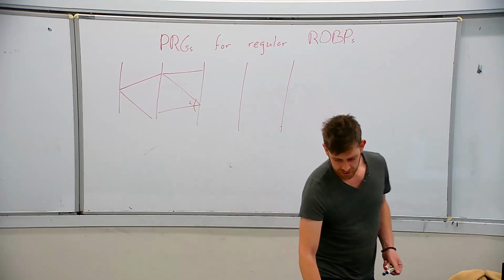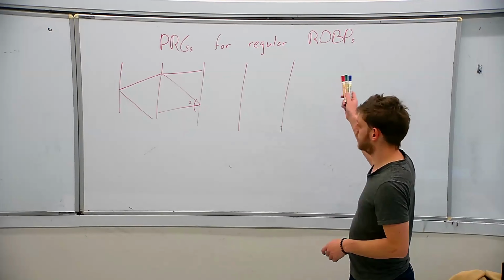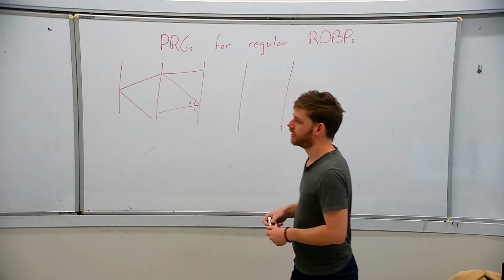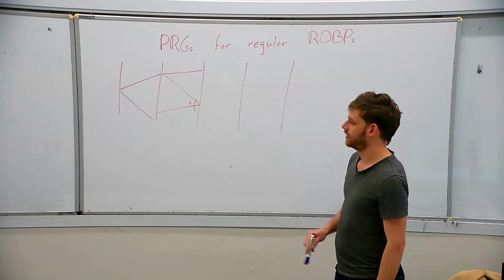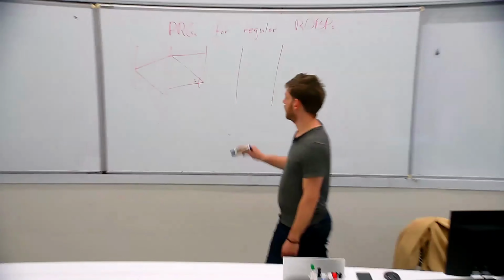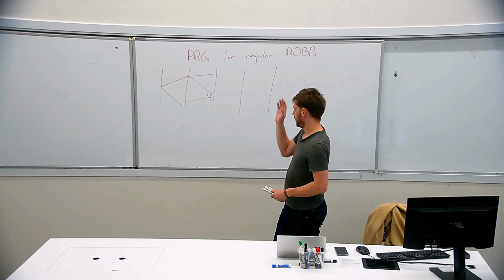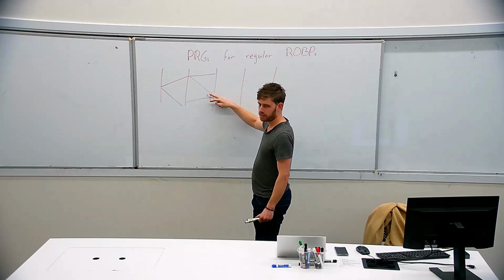Okay, so let's start. Today we'll talk about PRGs for regular read-once branching programs. Today we're constructing PRGs for regular ROBPs. Regular means that the in-degree of each vertex is 2.